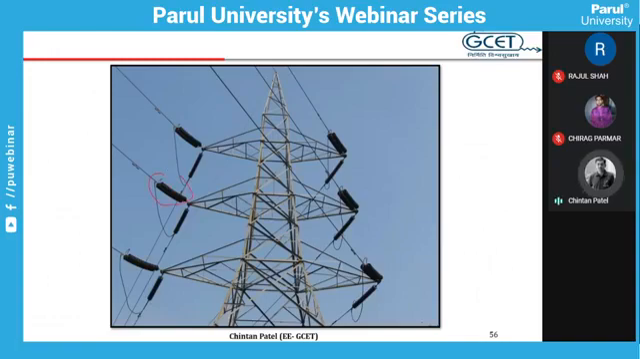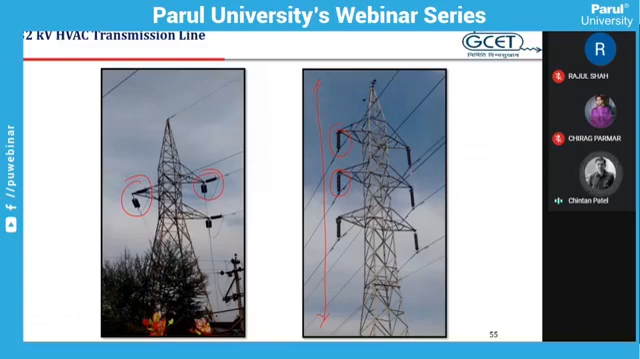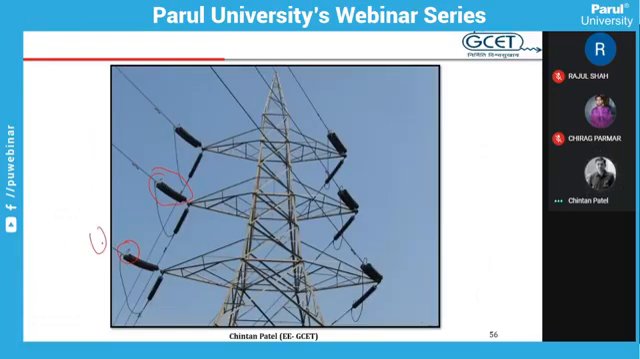Next, here the number of insulator discs is more, you can see, and observe the shape of the guard ring. In the earlier photo, the guard ring is simply rod type, but in this case it is U type, inverted U. The number of discs is more, the height of the tower is also more, and the distance between two conductors is also more than the previous case. So certainly it is more than 132 kV, and in India, the line above 132 kV is the 220 kV line. So this is a 220 kV line.